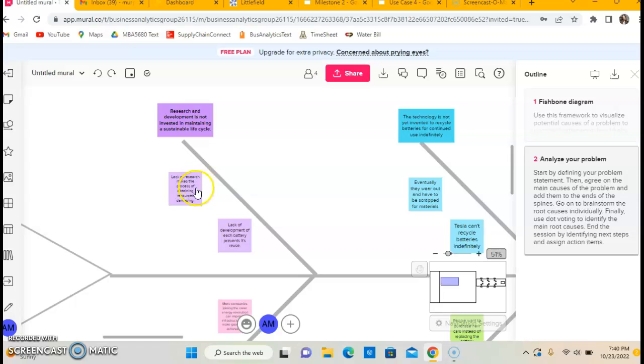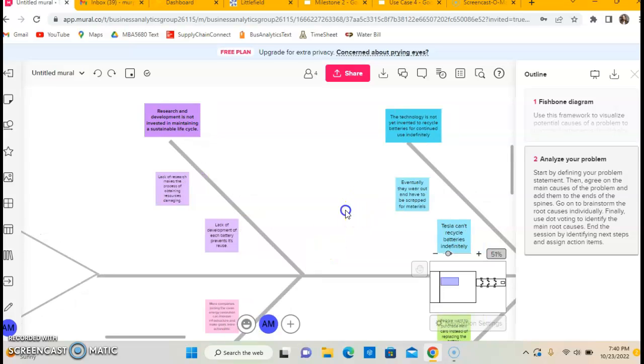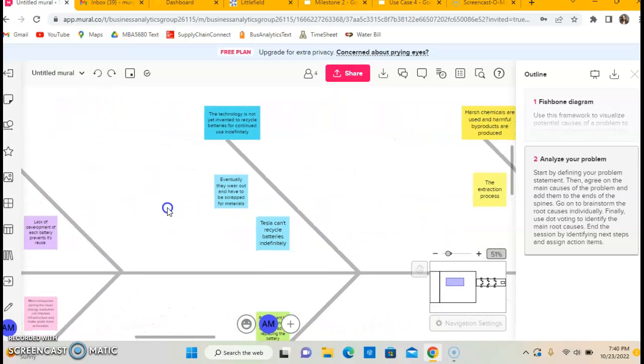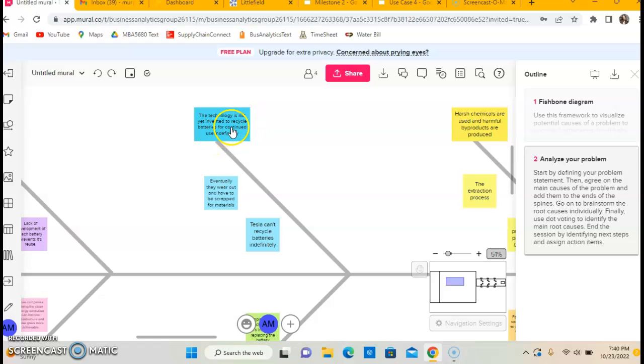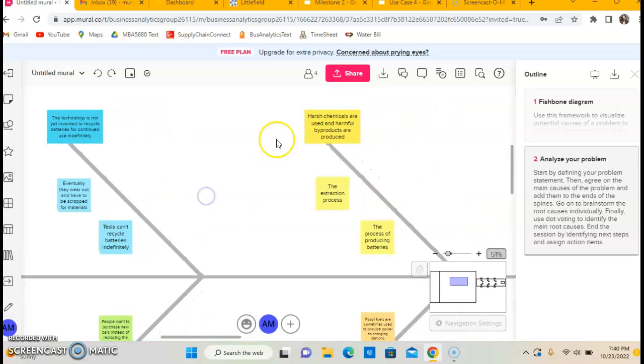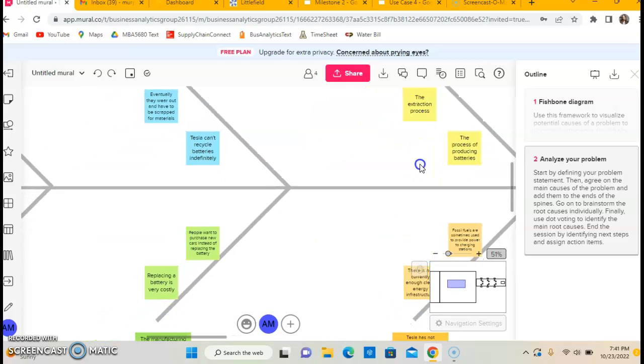So the lack of research makes this process of obtaining resources damaging, and the lack of development of each battery prevents its reuse. And so we came to those from technology is not yet invented to recycle batteries for continued use indefinitely. Eventually they wear out and have to be scrapped for materials, and Tesla can't recycle batteries indefinitely. And then harsh chemicals are used and harmful byproducts are produced. The extraction process can cause this, and the process of producing batteries can cause this.